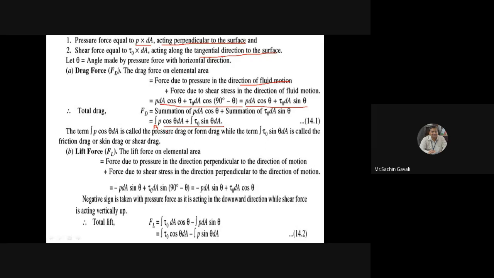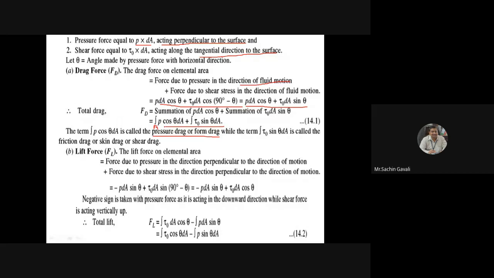So integration of P cos theta dA. This is the drag force due to pressure component. Hence, this is called pressure drag or form drag. What is the total drag force? Integration of P cos theta. This is due to two components: one is due to the shear force component, and one is due to pressure.